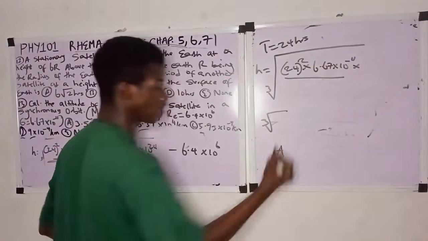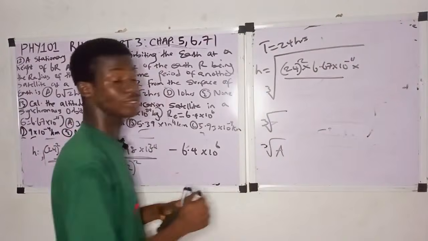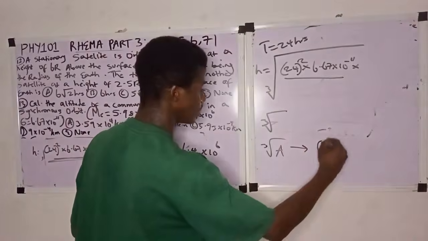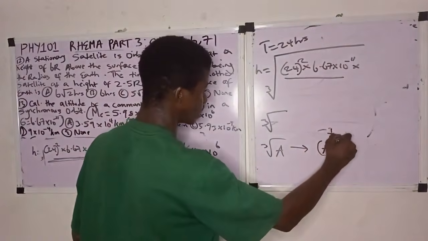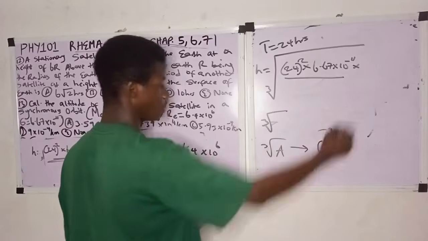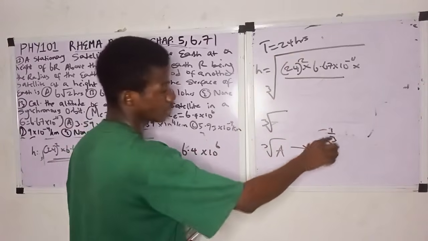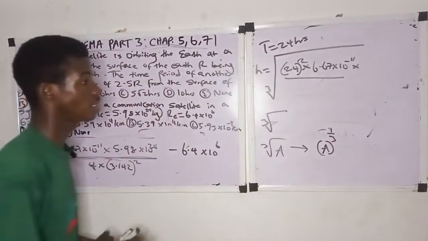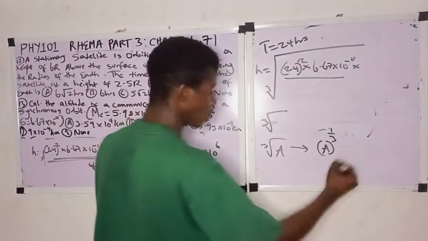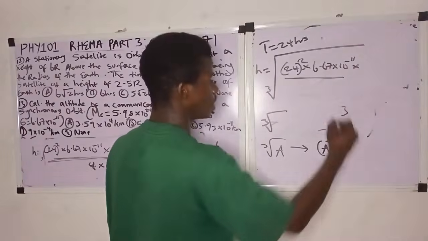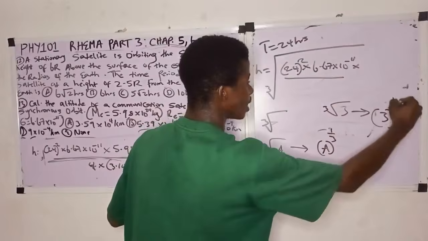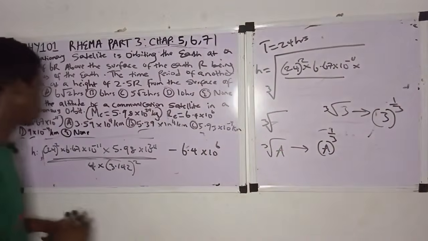Let's say I want to take the cube root of A. If there's no cube root button in the calculator, what are you going to do? Just raise it to the power of one third, which gives you the cube root. So let's say I'm going to take the cube root of 3. The cube root of 3 is the same as 3 raised to the power of one third. Yes, so that's what I'm going to do.